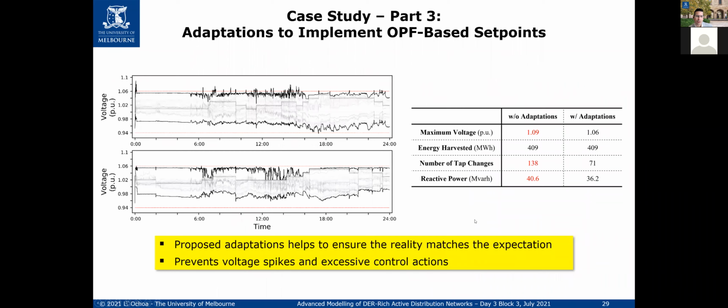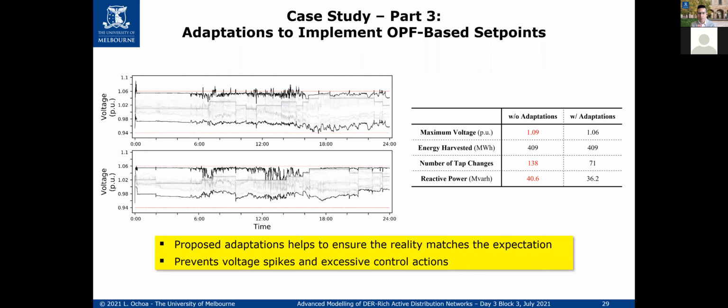This is just to show what happens if you use the adaptations and if you don't use the adaptations. Without adaptations is on top, and what we see are these voltage excursions that I was talking about. So the OPF can be beautiful, but the OPF is not the end of the story.